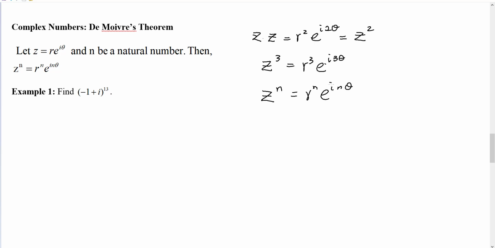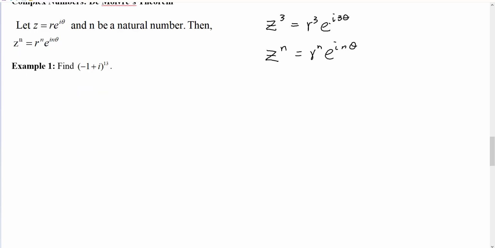It will be very useful when you're multiplying a complex number in rectangular form, as it is. So we'll convert it into polar form and then use De Moivre's theorem, and then we convert back to rectangular form. So let's do an example.